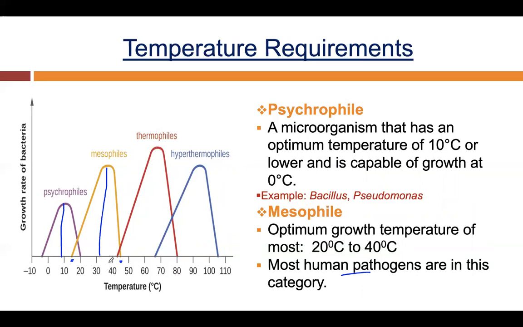Thermophiles, they can grow from 40 to 80. Optimum temperature should be 60. Hyperthermophiles, they can tolerate huge, high temperature, more than 100, almost 110 degrees centigrade. And their optimum temperature is 85, 90 degrees, when they grow comfortably.